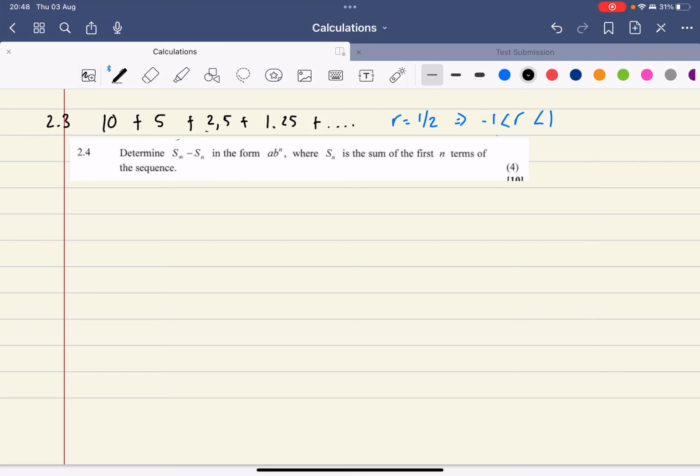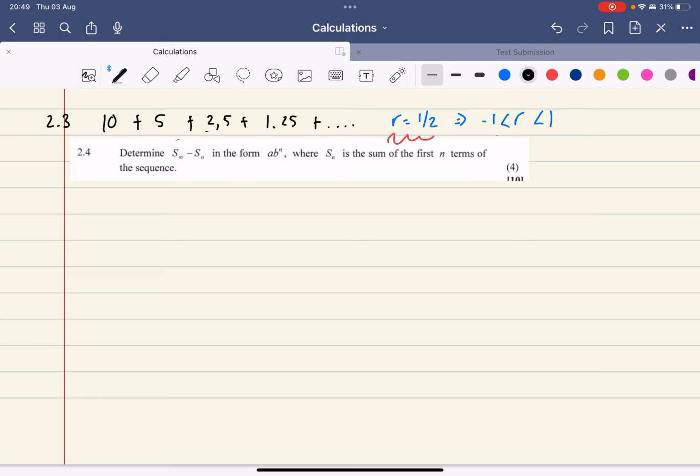Okay, 2.3, we were given this series 10 plus 5, and we had to show it was convergent. We showed it was convergent by showing it had a constant ratio of a half, and showing that a half is less than 1 and greater than -1, which satisfies our convergence property.